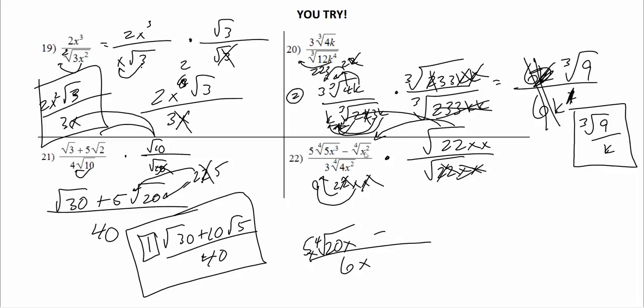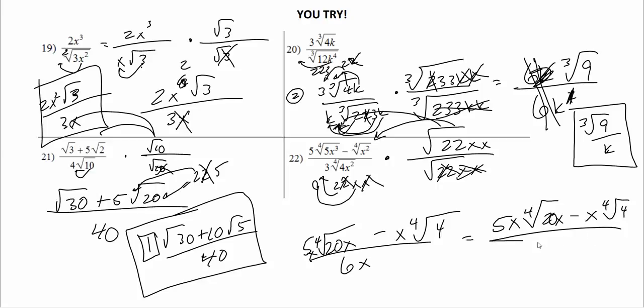Minus, how many x's do I have here? 2, and I have 2 more there. That means 1 can get pulled. And then I have no more left inside, times the 4th root of what? 4th root of 4. So, final answer: 5x times the 4th root of 20x minus x times the 4th root of 4 all over 6x.